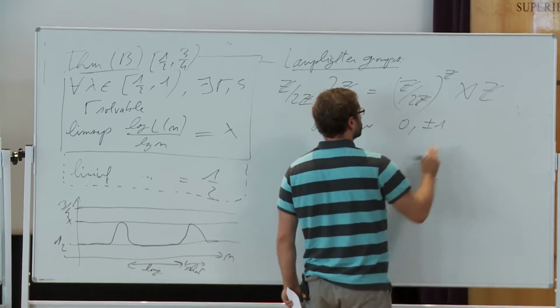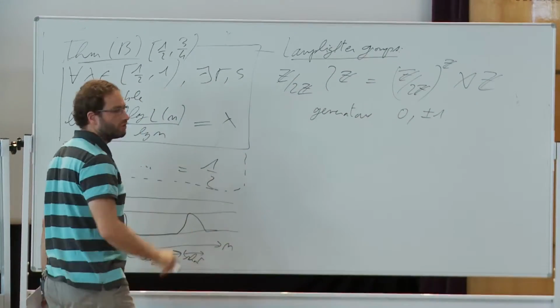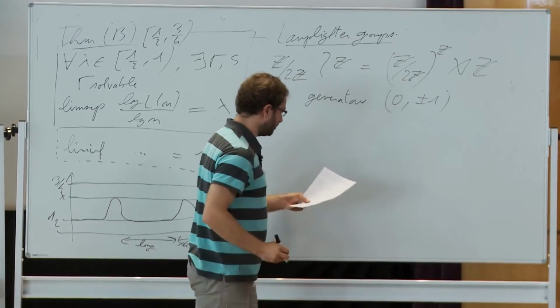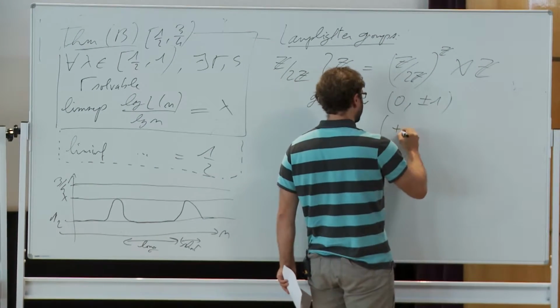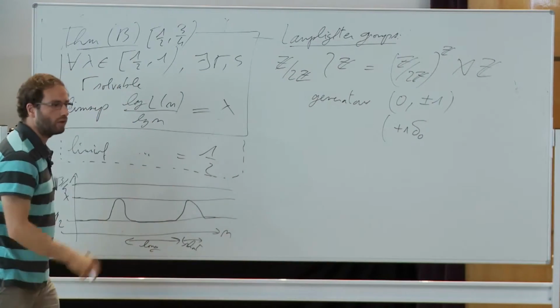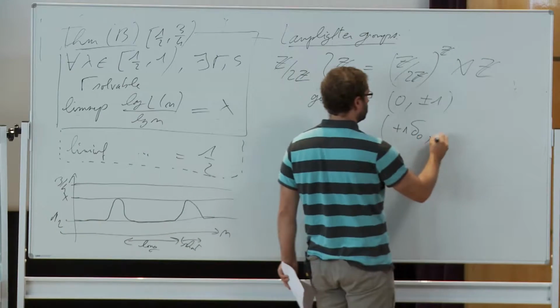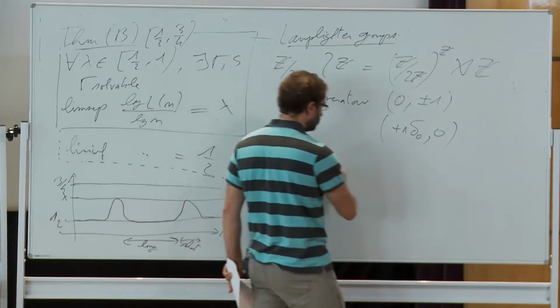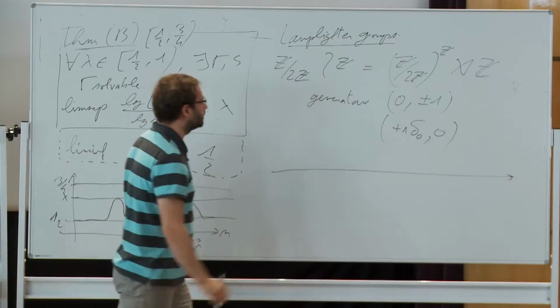So there are the generators where the lamp is all 0, and then plus or minus 1 in Z. And there are the generators where I do plus 1 in the lamp at 0 and nothing at the other lamp, and 0 in the group. So the usual picture in the lamplighter group is the following.